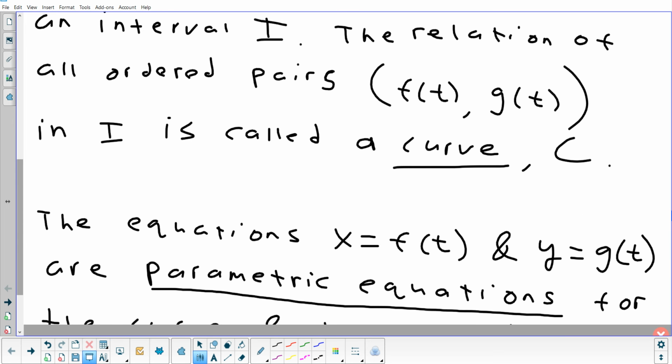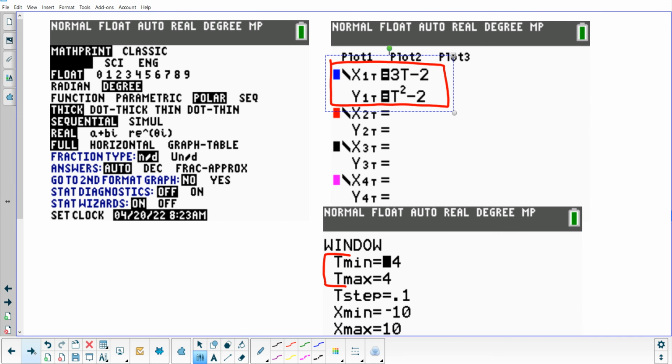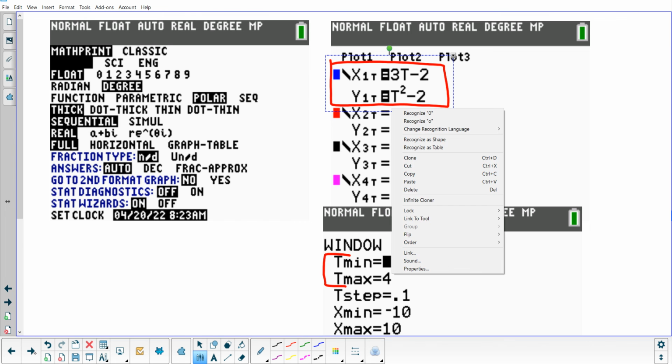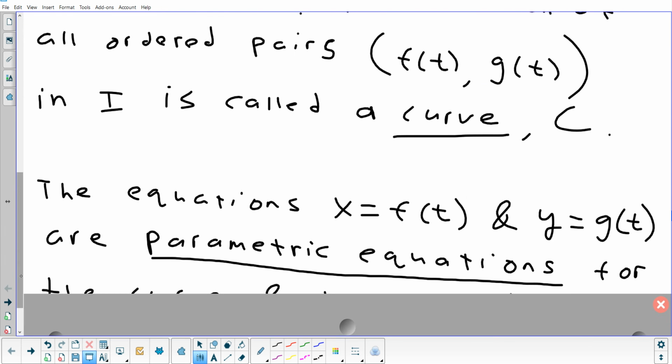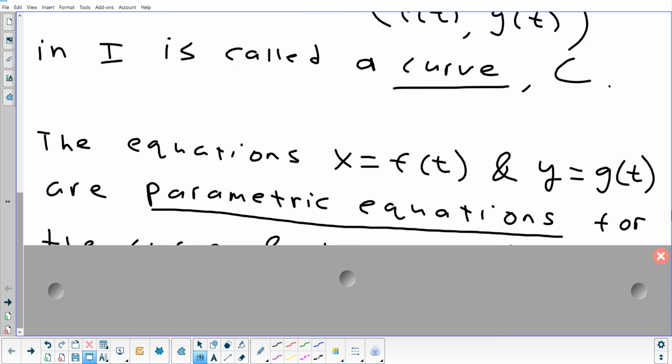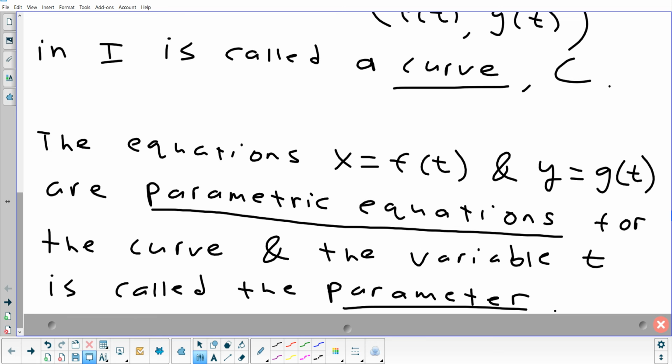The two equations that generate the curve, the one for the x and the one for the y, kind of like I showed you on this other screen, 3t minus 2 and t squared minus 2, those two equations are called parametric equations. They are the parametric equations that generated the image we're looking at, the curve. And notice the variable, t. When you do things using parametric equations, you don't use x as the variable. You use t.